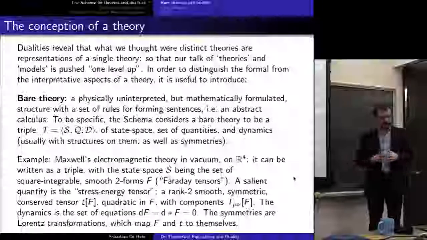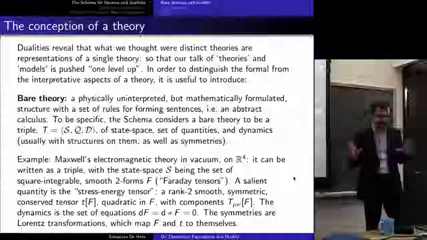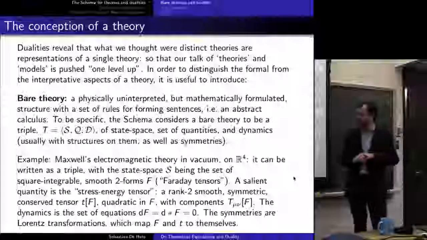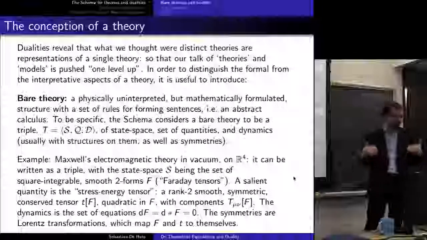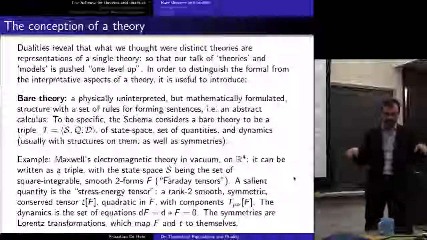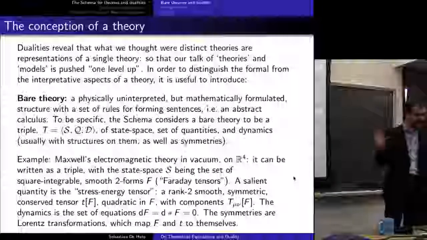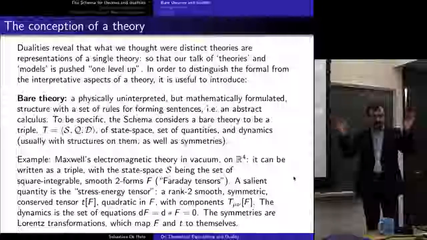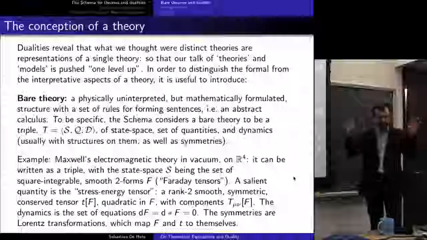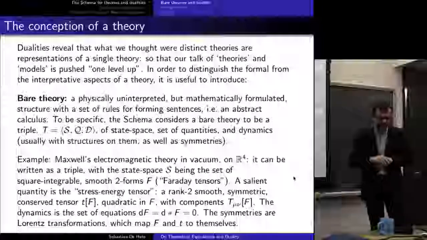Now, about my jargon of theories and models: normally we say two theories are dual, or two theories are equivalent. However, since dualities reveal that what we thought were distinct theories come out as being representations of a single theory, this prompts us to lift the use of model and of theory one level up. So what used to be two different theories, now we call them models, because these models are now representations of one theory that underlies them.